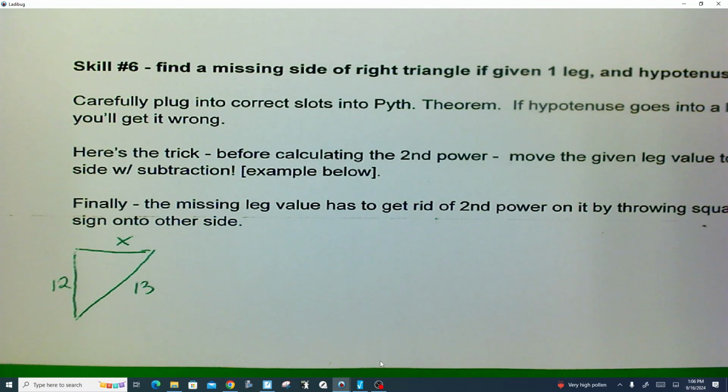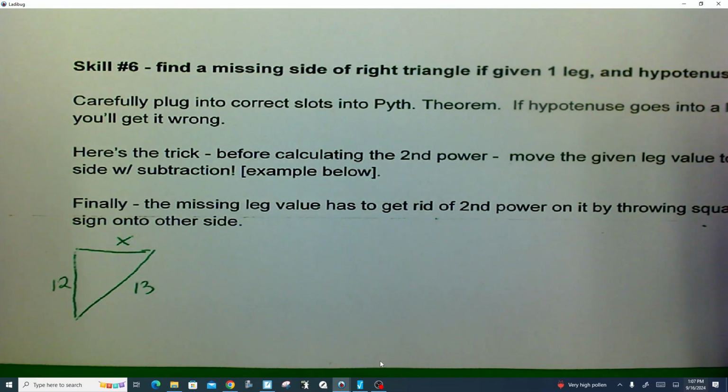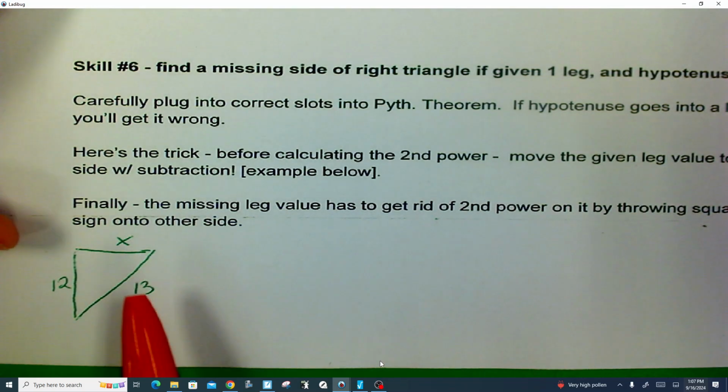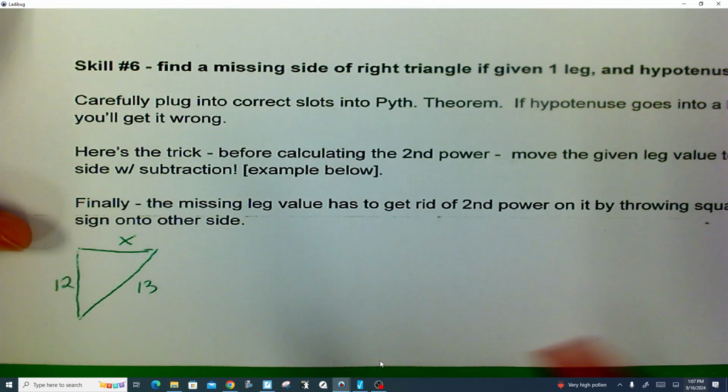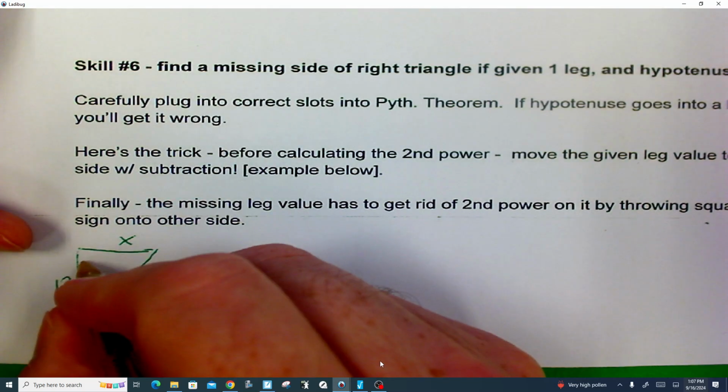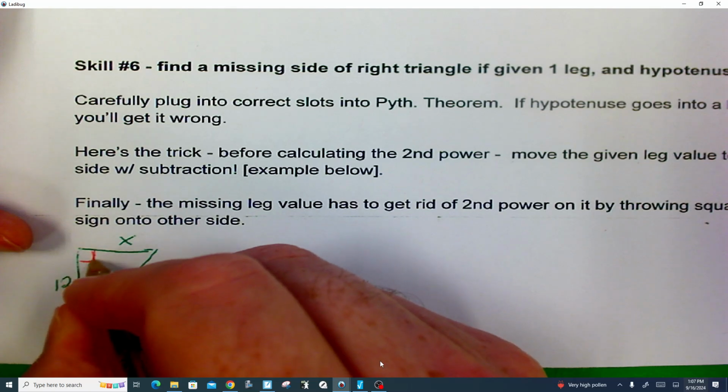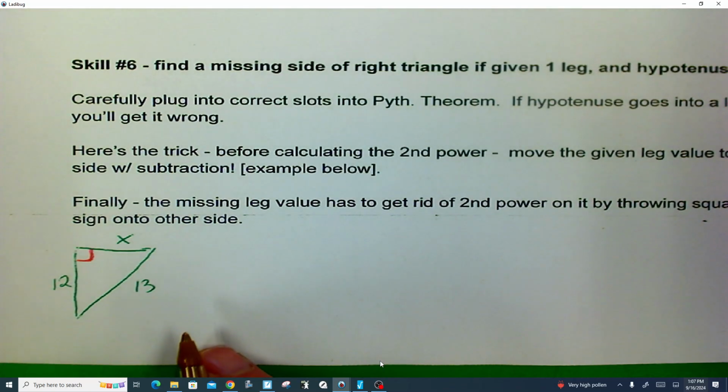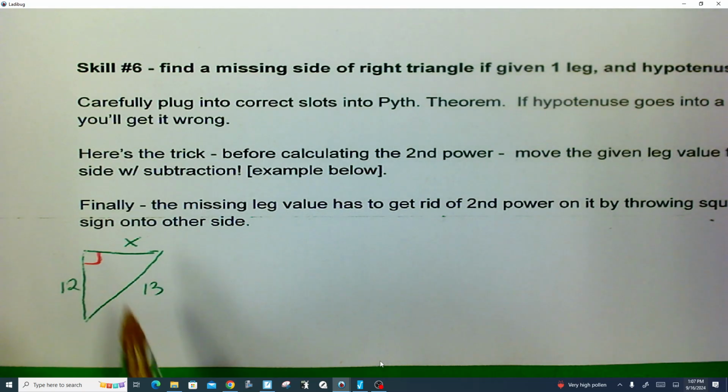Well, guys, for this part right here, it's like a continuation of our last skill. And you need to carefully plug the sides of the triangle into the Pythagorean theorem. Now, can you guys put a right angle right there? I can't remember if you have a right angle. Do you have a right angle right there? Put a right angle in there.